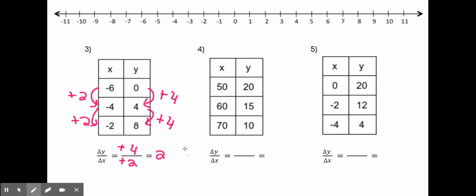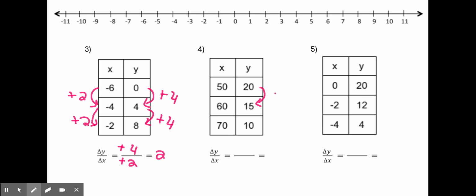Okay, now you won't always have a number line because sometimes the numbers are big, but you can handle it. You can also use a calculator sometimes. Just be careful with your signs. So look at this one. I have 50, 20, 60, 15, 70, 10. This would be one I definitely wouldn't want to graph, right? These are big numbers.